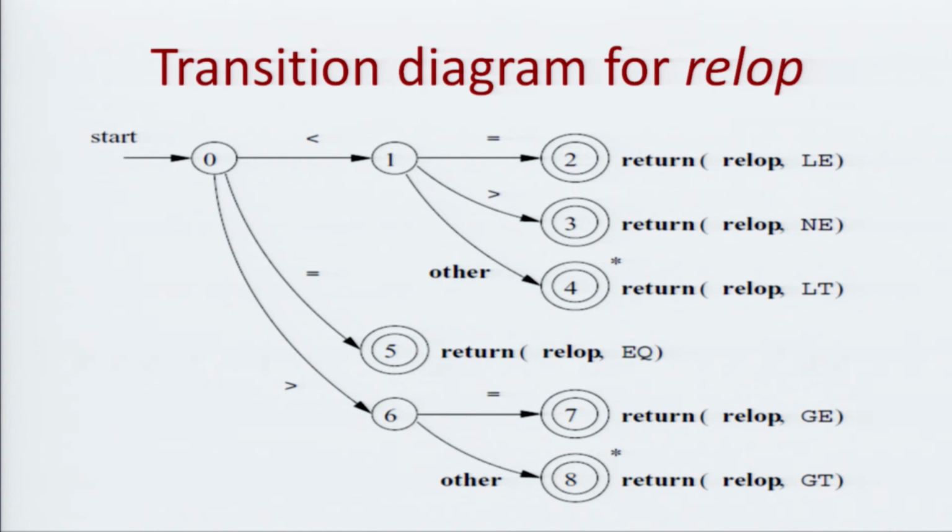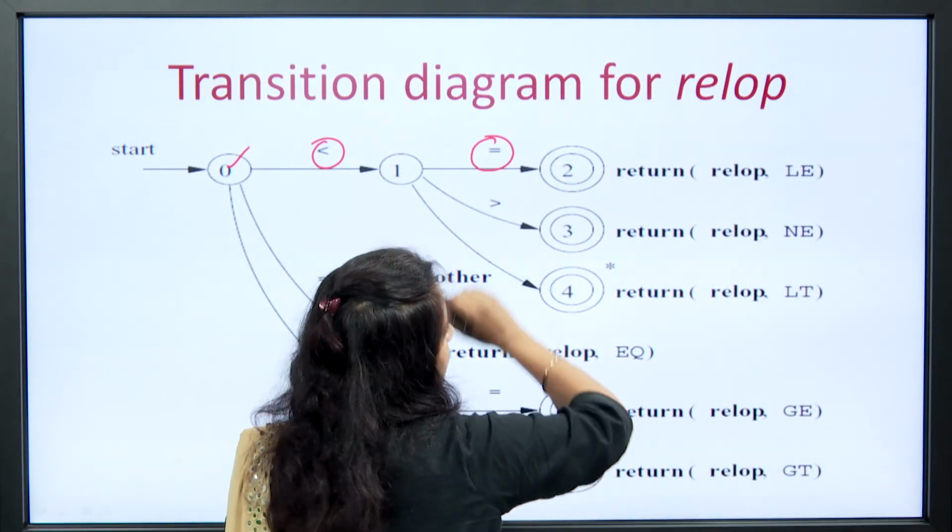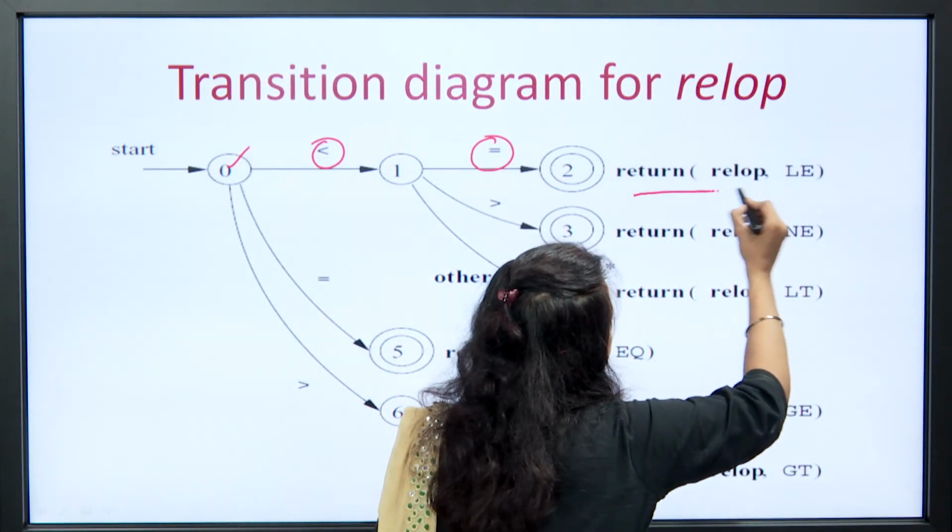Now, next is a transition diagram. Here we have, suppose, a relational operator. For the relational operator we can draw the transition diagram. This is, suppose, a start state, the operator is less than or equal, and if we reach less than or equal, then this could be our final state, and here we can return the token.